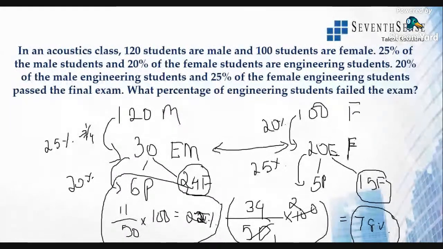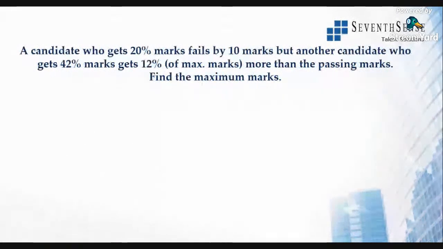All right. Then 25% of female passed. So 25% is 1 by 4, which is 20 by 4, which is 5. So 5 female and 6 male passed the exam. That is nothing but 22% passed. Remaining is 78. That is what they have asked. All right. Okay, we'll go on to the next question.